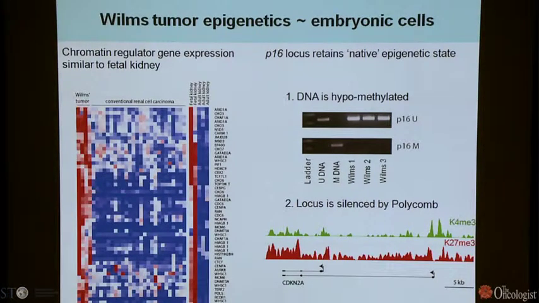And finally, I'll just point out that P16, which becomes methylated at the DNA level in so many adult tumors, is hypomethylated, does not have DNA methylation in Wilms, but rather is associated with polycomb repression in this pediatric tumor. And this is a very characteristic landscape seen when one looks at normal, non-malignant tissues. So in many ways, then, Wilms seems to be mimicking what we think of as a normal renal progenitor that has somehow arrested its differentiation.